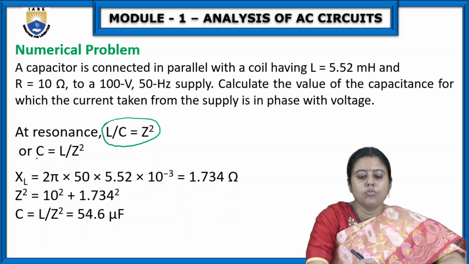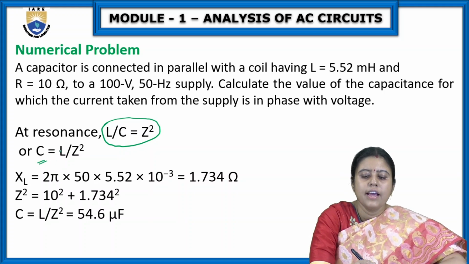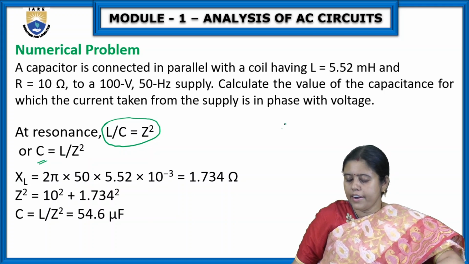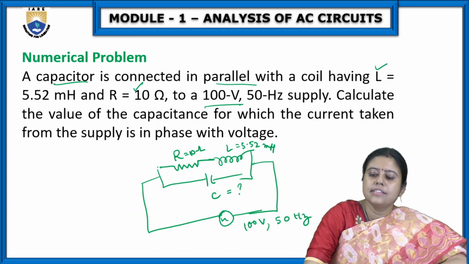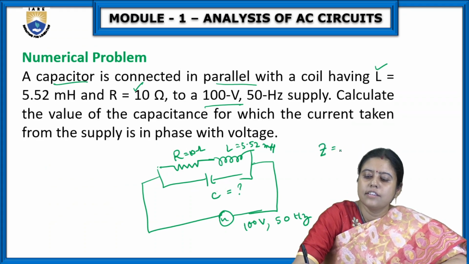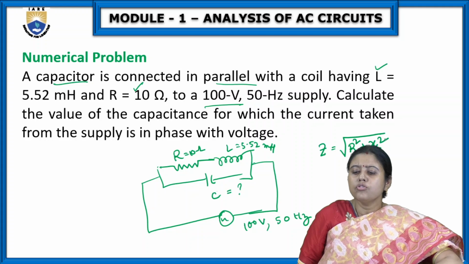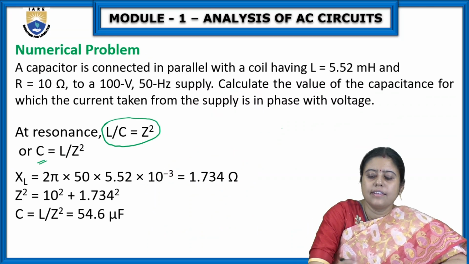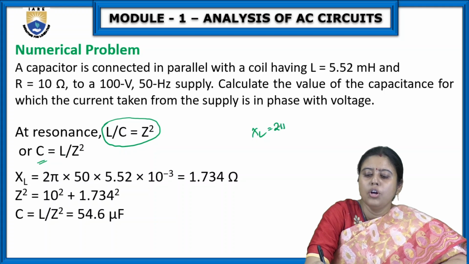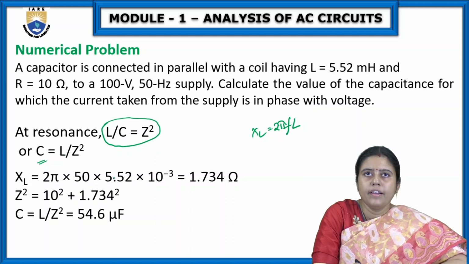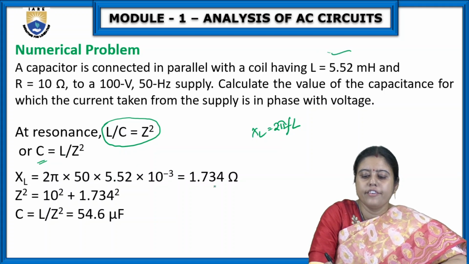What is C? We have to calculate the capacitance. C is equal to L by Z square. Now we have to calculate the Z square value. We know that R and L, as drawn previously, are in series. So Z is equal to the square root of R square plus XL square. XL is equal to 2 pi F into L, 2 pi times 50 times 5.52 millihenry.